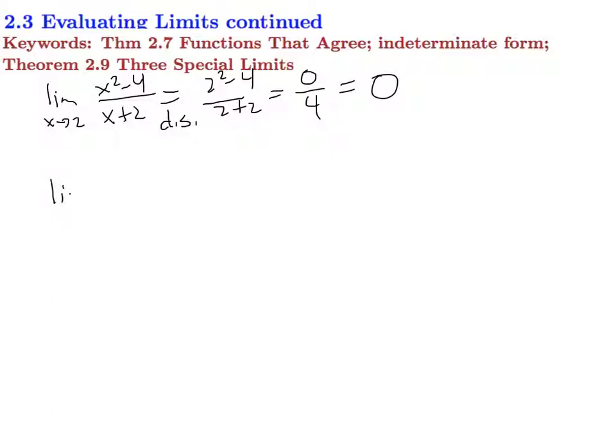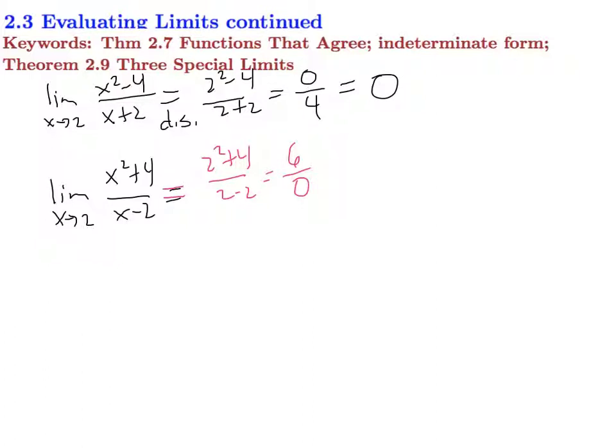Another thing that might happen when we have to compute a similar looking limit is we might have x squared plus 4 over x minus 2. In this case, we get not really an indeterminate form, but nothing really. If we try to directly substitute, we'll get 2 squared plus 4 over 2 minus 2. Well, that's 6 over 0. That's not good. We're not going to be able to factor and cancel in this case because we got a 6 up here instead of a 0.